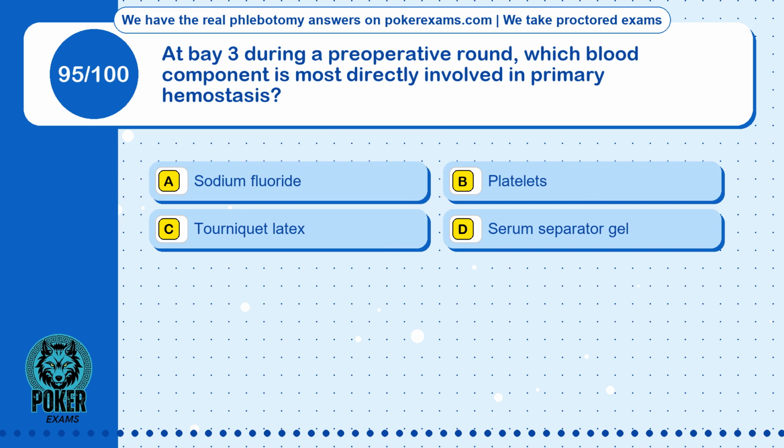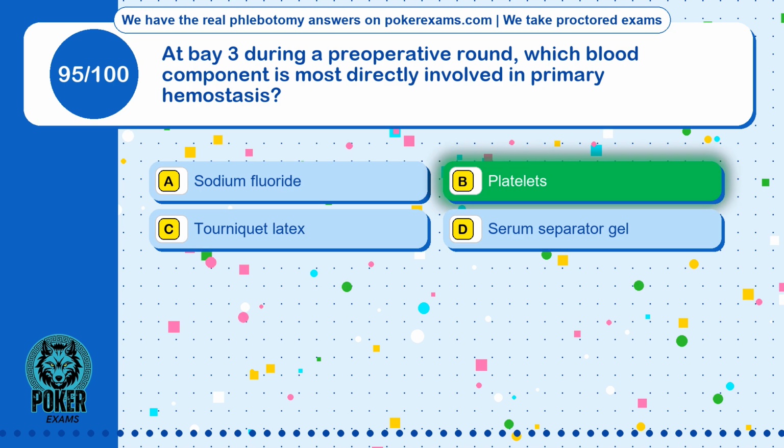Question 95. At Bay 3 during a preoperative round, which blood component is most directly involved in primary hemostasis? Option A, sodium fluoride. Option B, platelets. Option C, tourniquet latex. Option D, serum separator gel. The correct answer is option B.